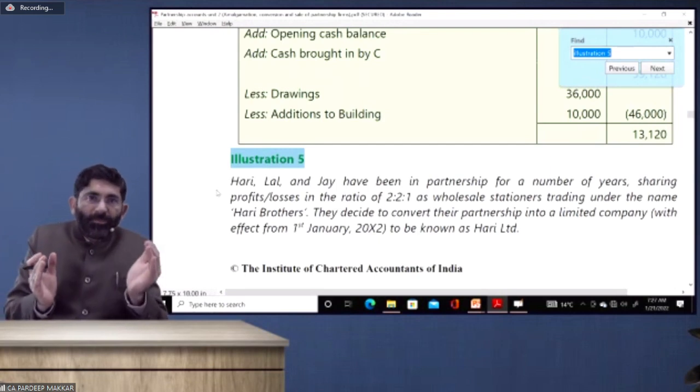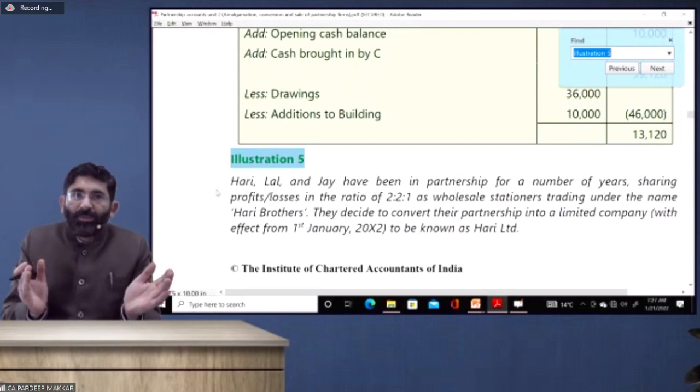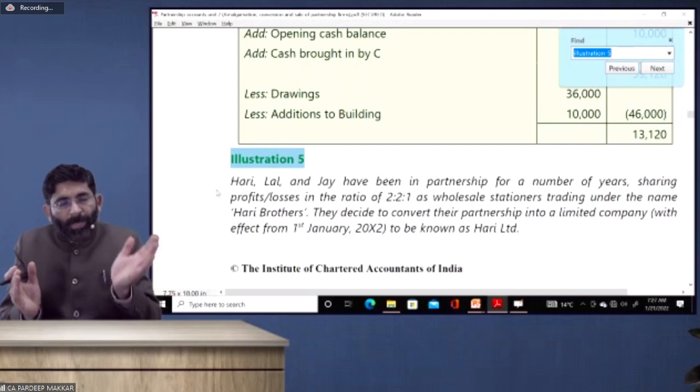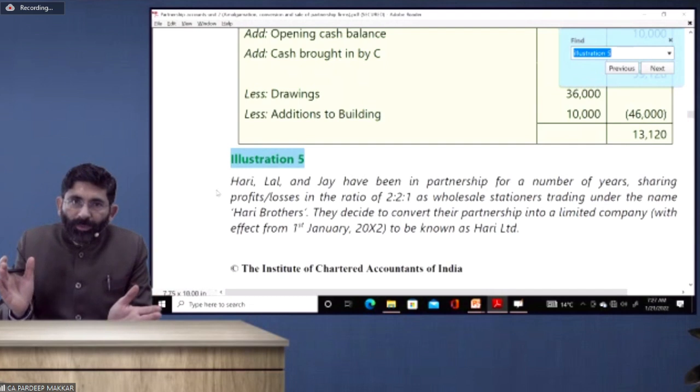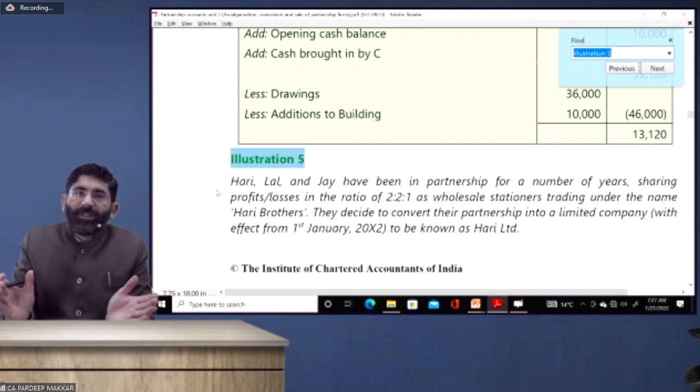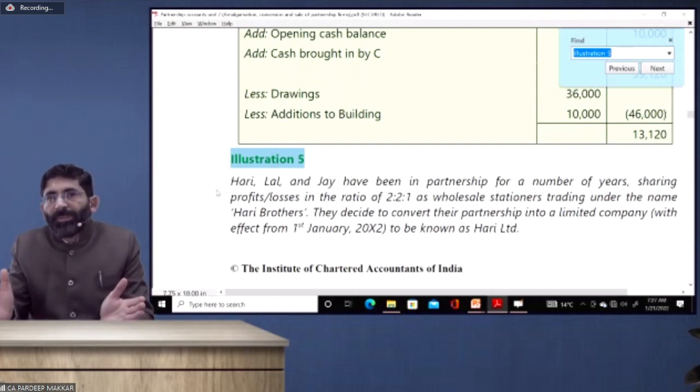Now the partnership firm which I am running exists already, that is a separate entity. So what I will do, I will close my partnership firm and transfer all my assets and liabilities to the new company which has been formed.